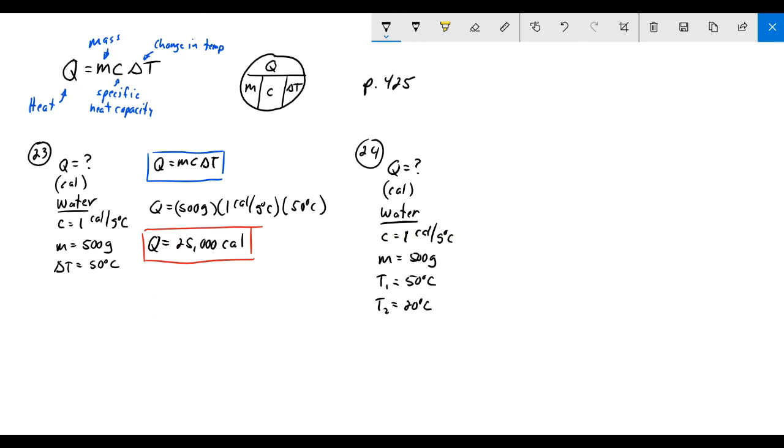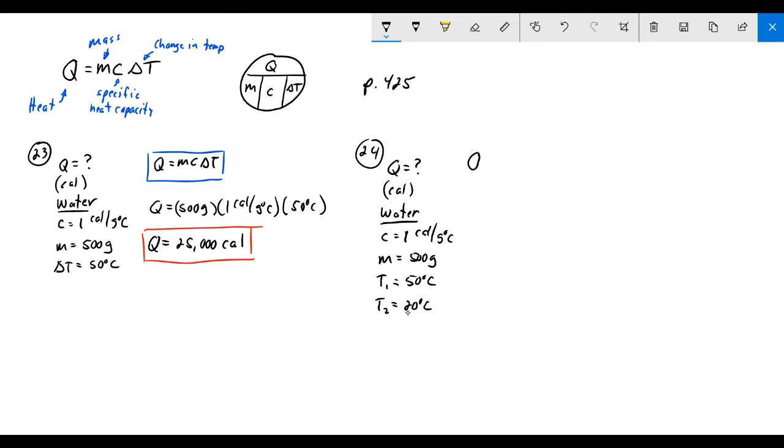It is important to have these in the right order. In this case, the hot temperature is the first one, the cool temperature is the second one. So we're going to end up with a negative number, but that's okay, because the problem says calculate the number of calories given off. So this is the amount of calories that we're going to lose.